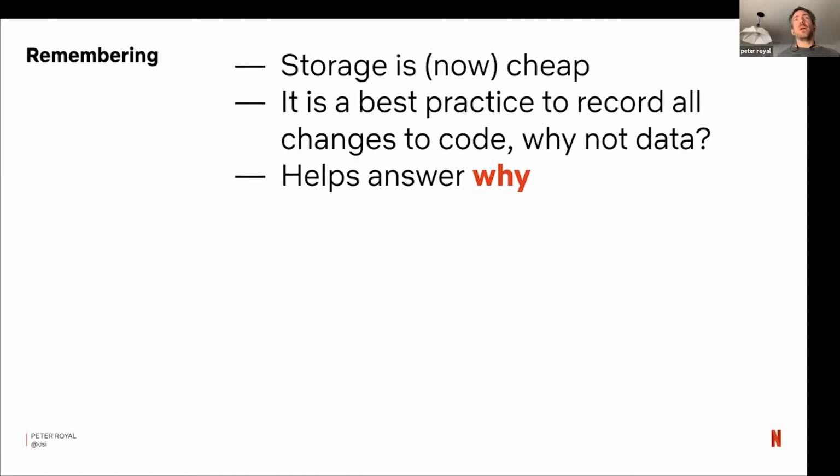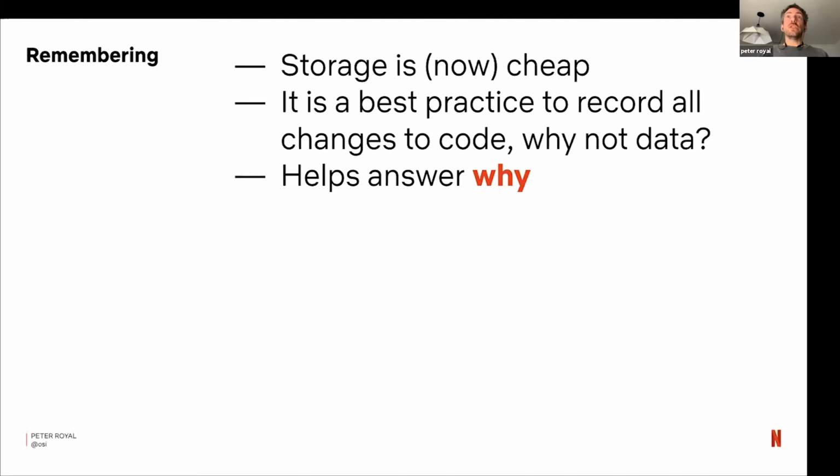So, about remembering stuff. Storage is now cheap. It didn't used to be feasible to have a system remember all the changes that have happened to it. And one common question that I've seen throughout my career has been, why does the system have this value? Maybe that's a piece of information that somebody entered and nobody knows exactly who put that in or where it was collected.